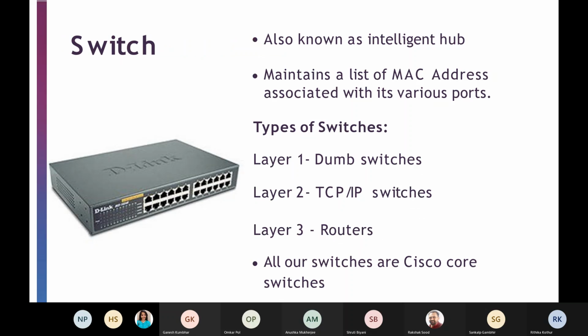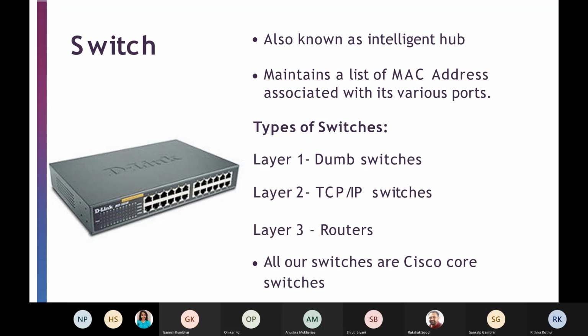Switch. A switch is also known as an intelligent hub that has the ability to determine the destination MAC address of a packet. Instead of passing the packet to all the paths, the switch forwards it only to the port to which it is addressed. A switch maintains a list of MAC addresses associated with its various ports that it uses to determine where to send the packets.